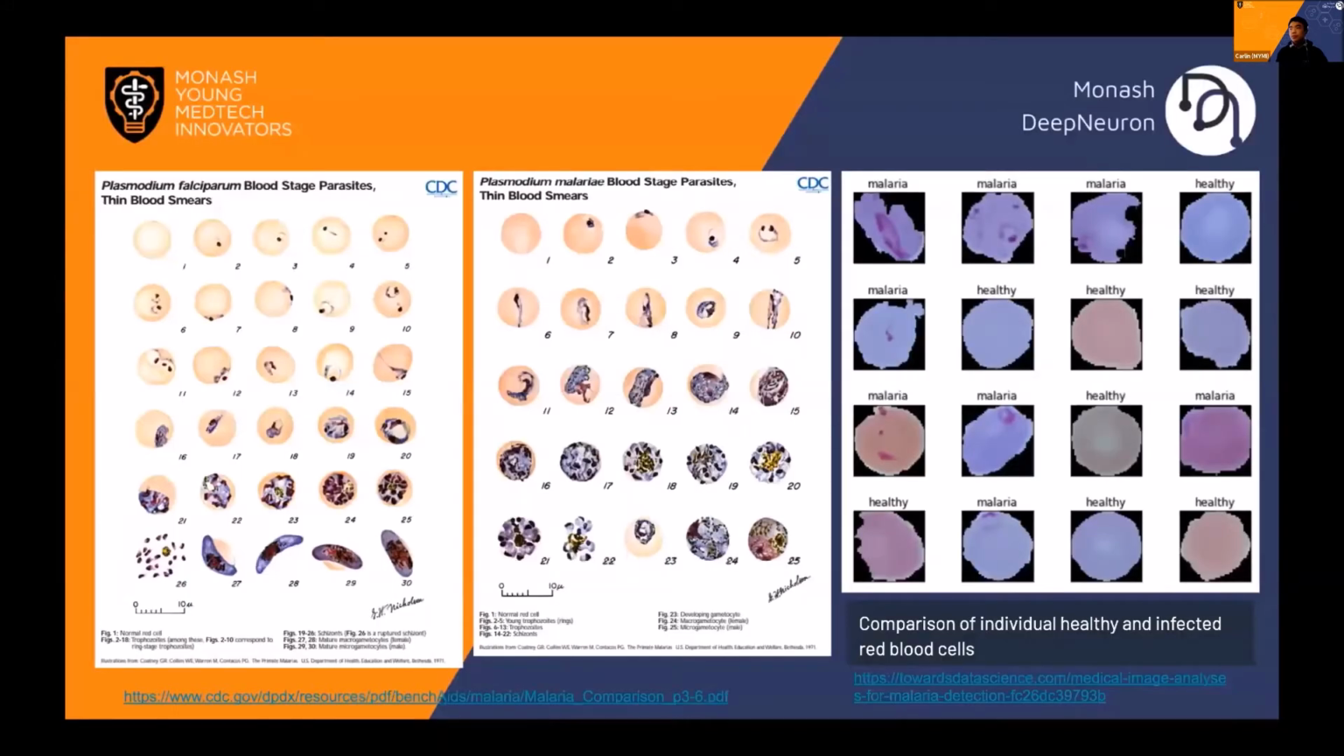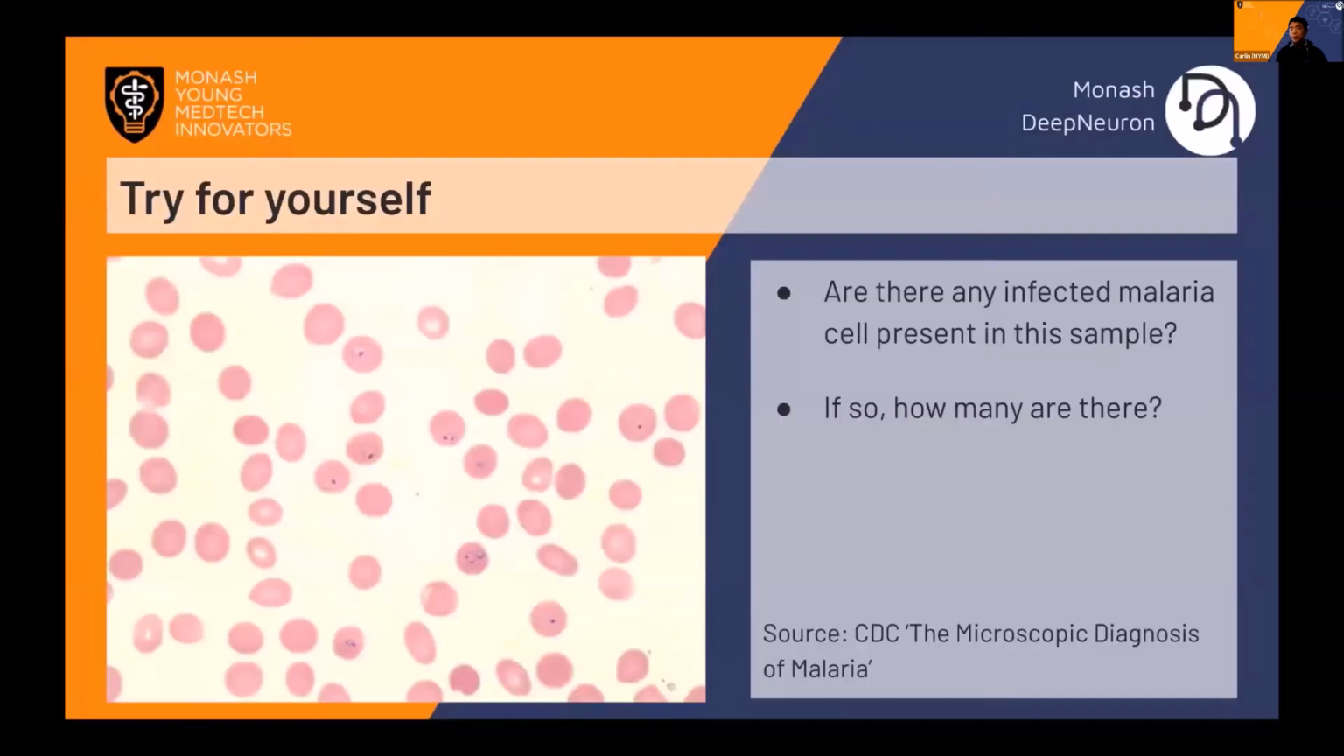And here are some pictures of examples of the different types of stains we can see. These are all malaria stains, but these are just different life cycles and different species. So this is something that we need to consider when developing a model to recognize the parasite, because these all indicate that they have malaria, but just different stages of the disease. So you can try it for yourself here to see if there are any infected malaria cells present, and if so, how many.